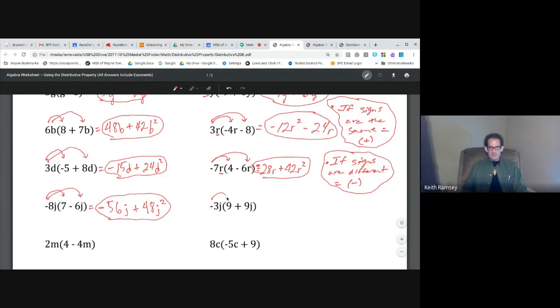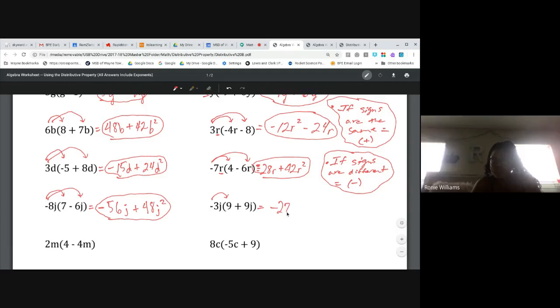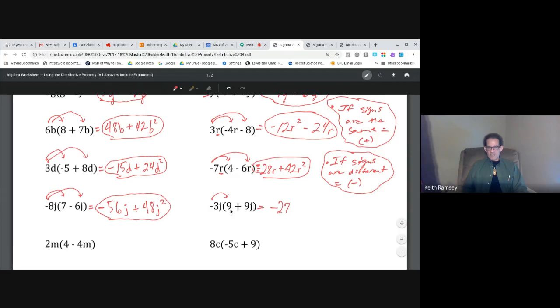Here's negative 3j times positive 9. So this is negative, this is positive, so my answer has to be negative. 3 times 9 is 27, so negative 27. This has a j, this doesn't. So I'm going to say negative 27j.